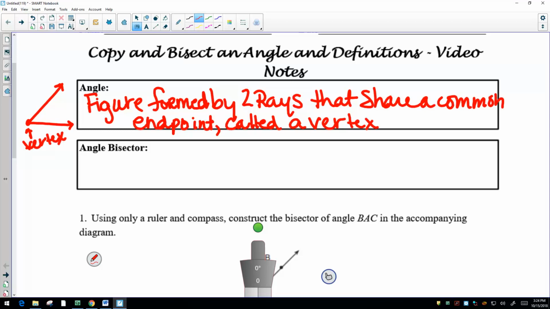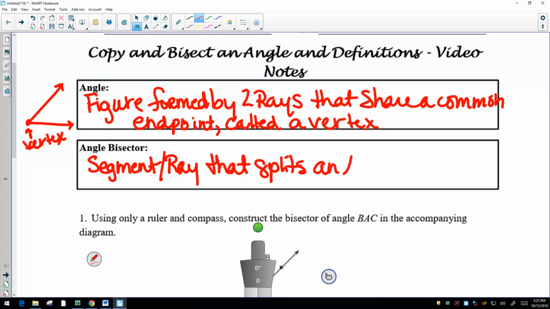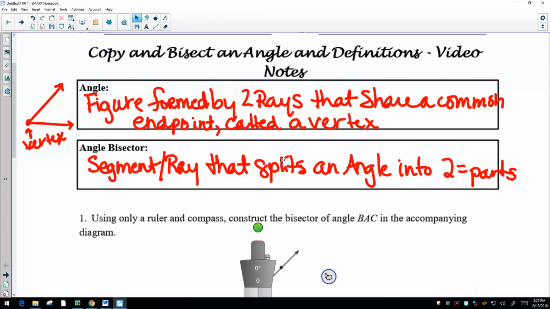Now, an angle bisector, we've talked about a bisector before and the fact that a bisector will split something into two equal parts. It's the same idea here. Perhaps it's maybe a segment or maybe even another ray that will split this angle, or any angle, into two equal parts. Okay, so a couple of definitions just to keep in mind.